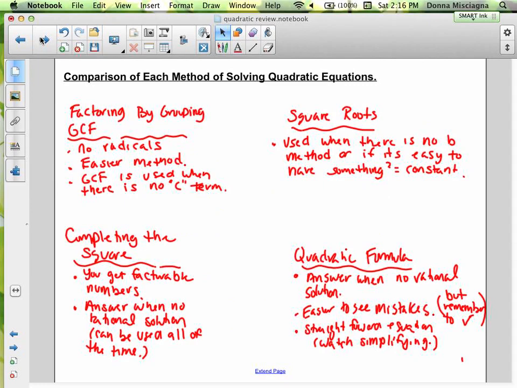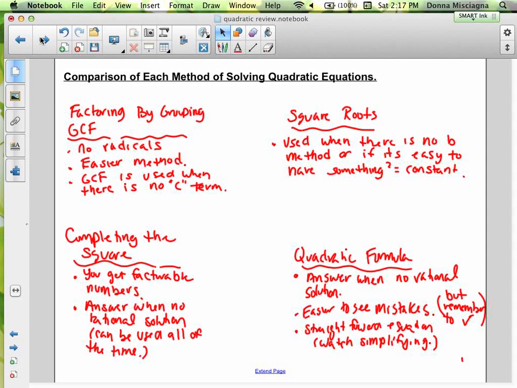One benefit is you don't have any radicals. That's because you get rational numbers. It's an easy method, and the greatest common factor is used when there is no C term. Now, if you're someone who forgets that, maybe write that down. Maybe actually this might be good for you to write down now that I'm saying it, but you don't have to. But I'll be noticing if you write this down, and I might be favorable to you if you write it down. Square roots are used when there's no b term, or if it's easy to have something squared equals a constant.